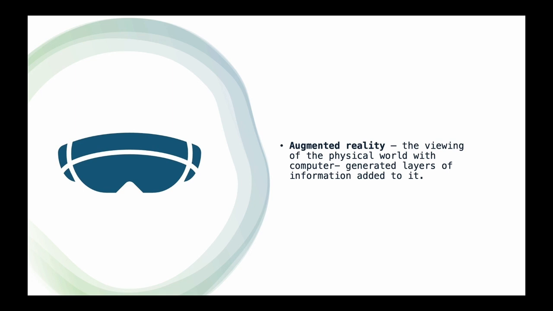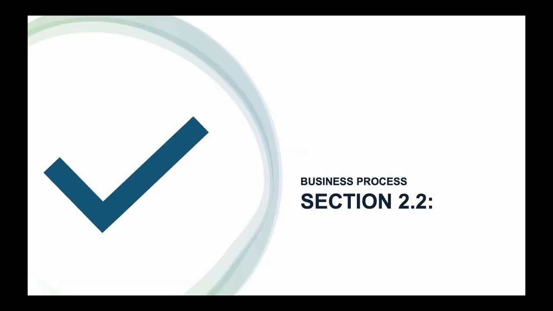Augmented reality is the viewing of the physical world with computer-generated layers of information added to it. Google Glasses is an example of how you could view augmented reality. Google Glasses is a wearable computer with an optical head-mounted display, short for OHMD.